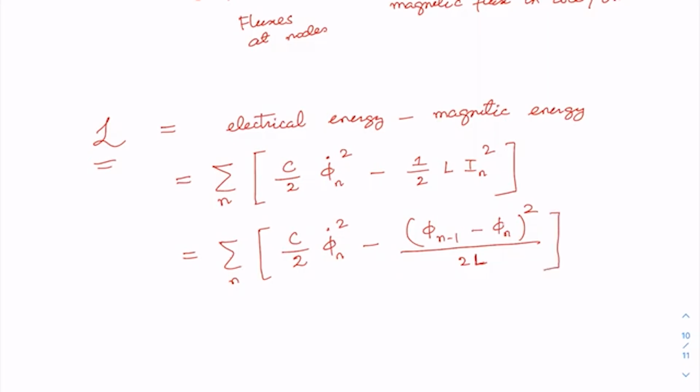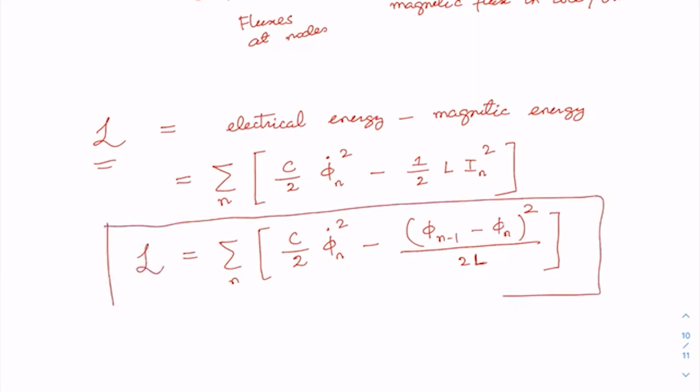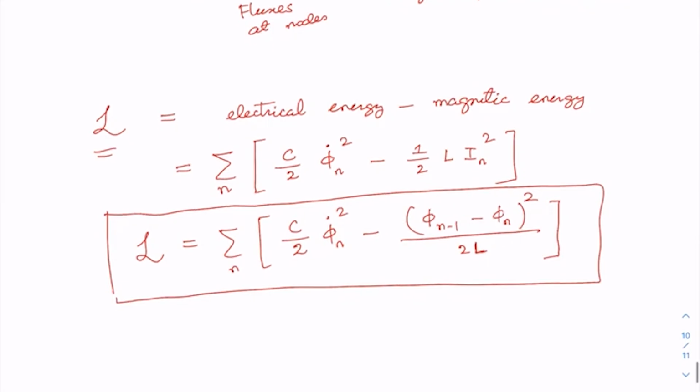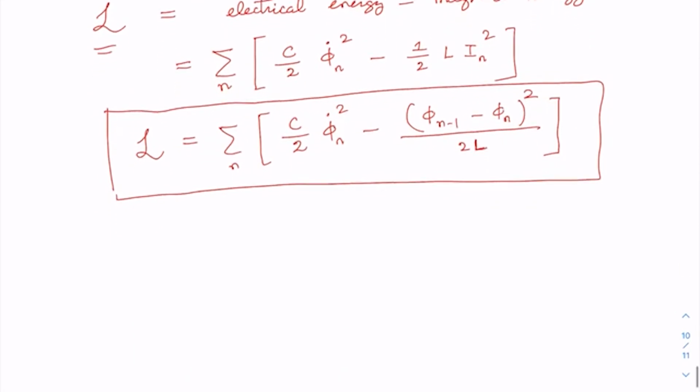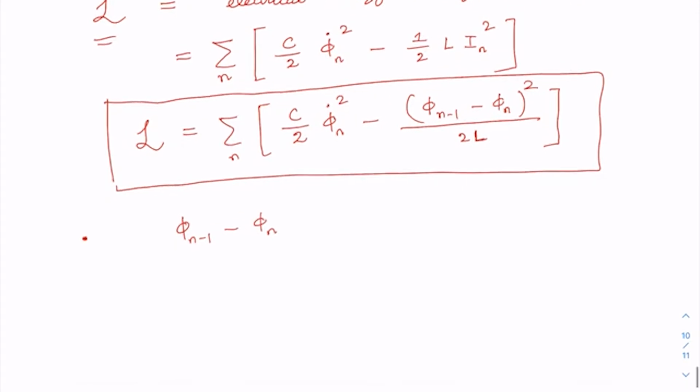So this is the Lagrangian for the discrete version of the transmission line. But it is straightforward to get the continuum version of the transmission line. If we go to the continuum, this difference in fluxes should be converted to a spatial derivative.